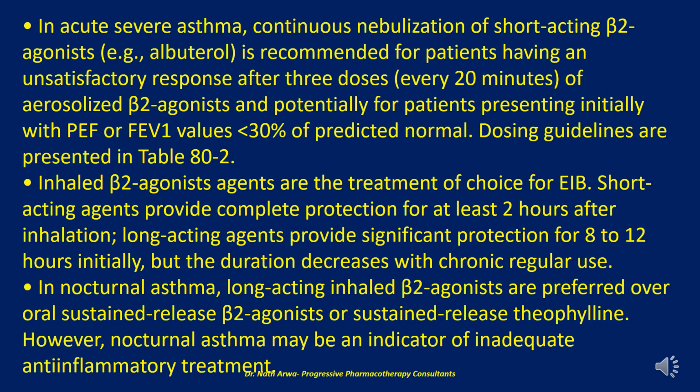5. In acute severe asthma, continuous nebulization of short-acting beta-2 agonists, e.g., albuterol, is recommended for patients having an unsatisfactory response after 3 doses, every 20 minutes, of aerosolized beta-2 agonists and potentially for patients presenting initially with peak expiratory flow or FEV1 values less than 30% of predicted normal. Dosing guidelines are presented in Table 82.